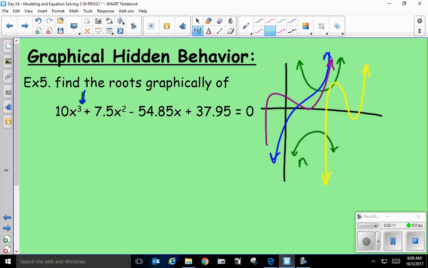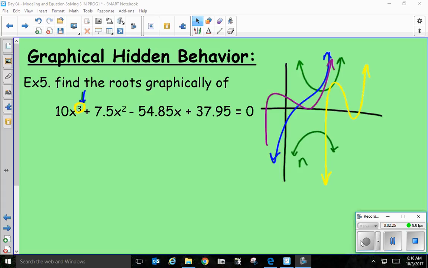Can it have more than three? No. Because the exponent is only 3. Yes, that's the maximum number of roots it has. Just a quick little review. All right, have a couple minutes. Okay, so how many solutions are there? 1. 3. Very good.